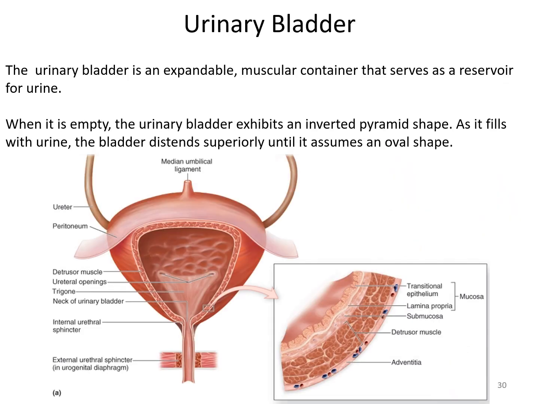When you get into the bladder, so the bladder is an expandable muscular container, and it's basically where we hold the urine until it's time for excretion. When the bladder is empty, it has this kind of inverted pyramidal shape. Looks like an inverted pyramid. But then as it fills with urine, it kind of stretches and it takes on more of an oval shape.